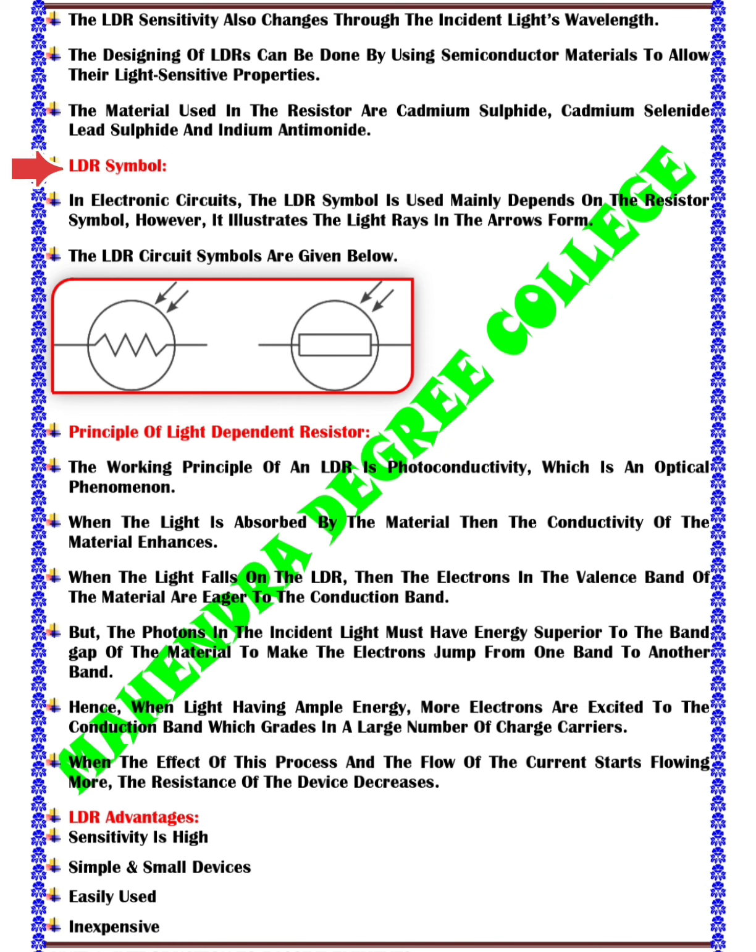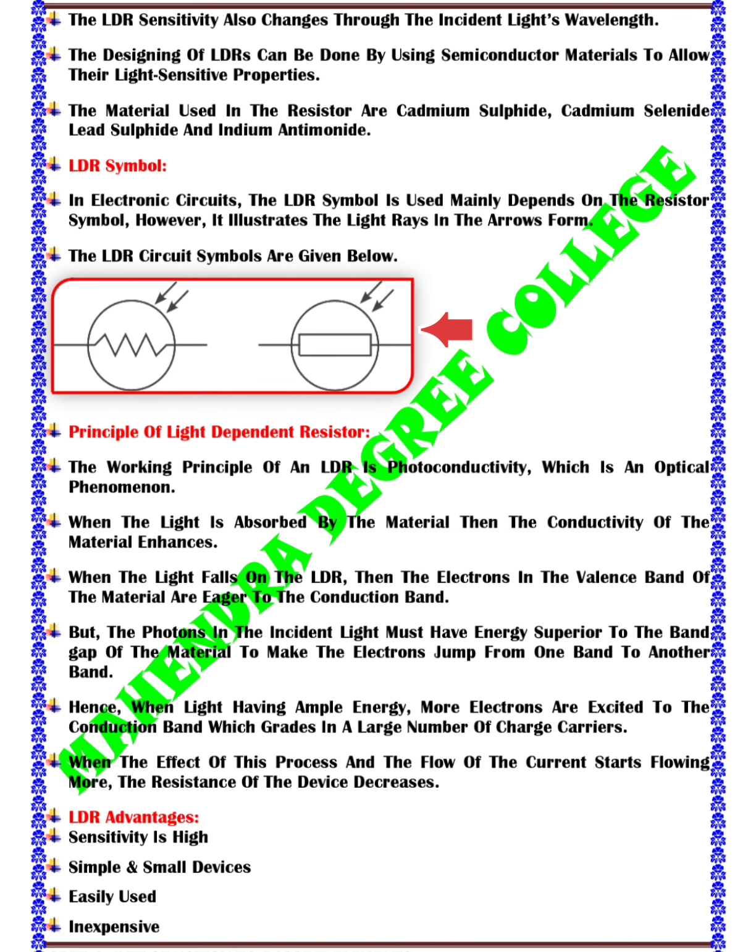Next we discuss the symbol of LDR. The LDR symbol in electronic circuit diagrams is based on the resistor symbol, but it includes arrows to visually represent the light rays impinging on the device. These arrows, similar to those used in symbols for phototransistors and photodiodes, indicate the light source and its interaction with the LDR. This visual representation helps distinguish the LDR from a regular resistor on a circuit diagram.